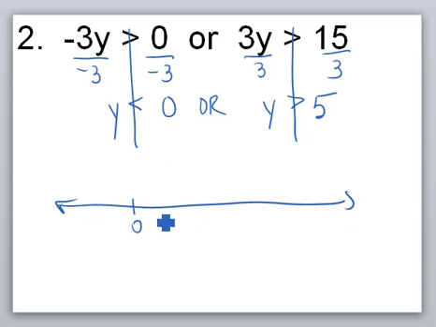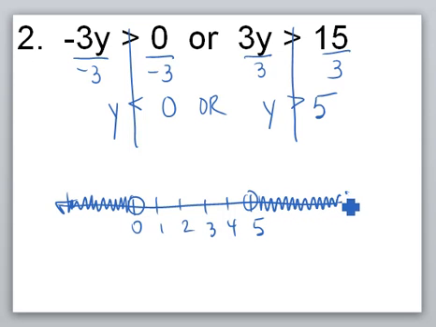So I'm going to put 0 on my number line and 5 on my number line. You can put some other numbers on there as well if you so desire. We're going to say that y is less than 0, so open dot, shade to the left, or y is greater than 5. Open dot, shade to the right.